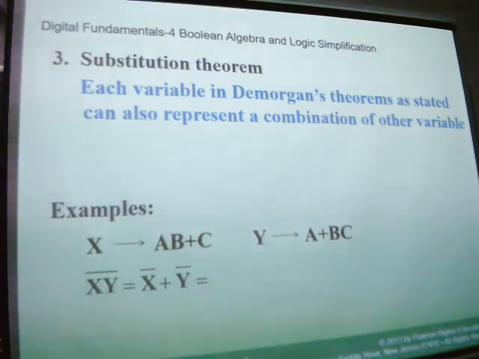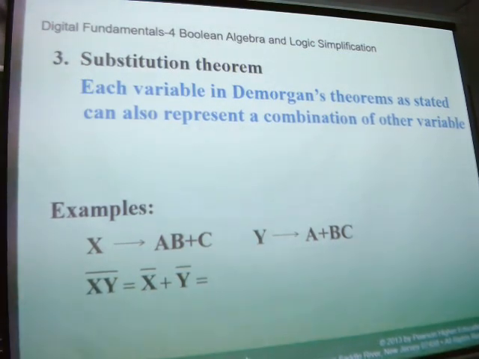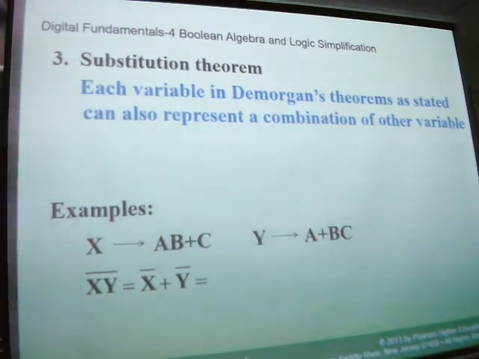Substitution theorem is also very important. Each variable in De Morgan's theorems as stated can also represent a combination of other variables. For example, x can be replaced by a b or c. Y can be replaced by a or b and c, and other combinations of variables.